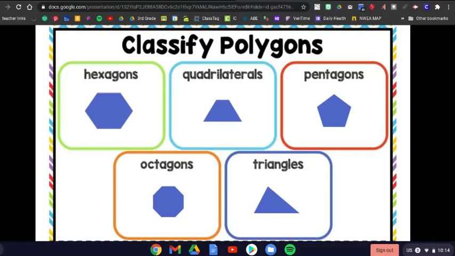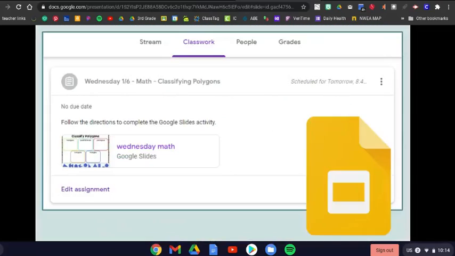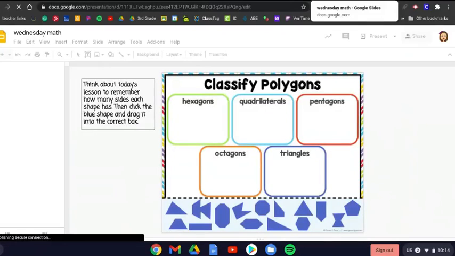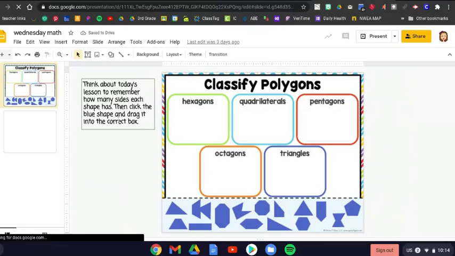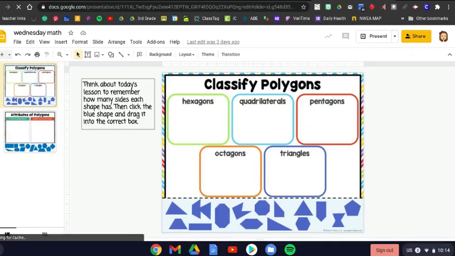And we're going to see you show off what you know in today's activity. It's underneath Wednesday 1-6. It says follow the directions to complete the Google Slides activity. It looks like this when it opens. Your directions are on the side. Think about the lesson to remember how many sides each shape has. Then click the blue shape and drag it into the correct box.